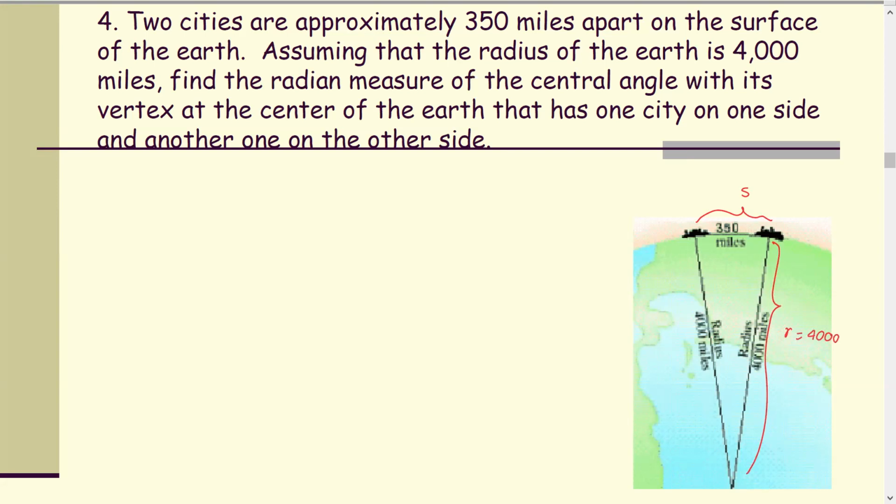The problem asks you to find the radian measure of the central angle with its vertex at the center of the Earth. We are going to find the theta from the formula theta equals S over R. S is 350 miles divided by the R, which is 4,000 miles. Simplify the answer to get 0.0875. Unit is radian.